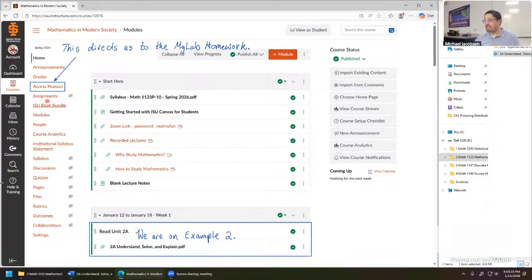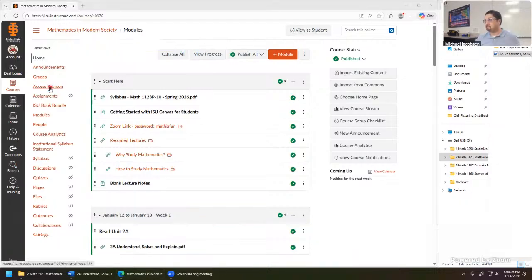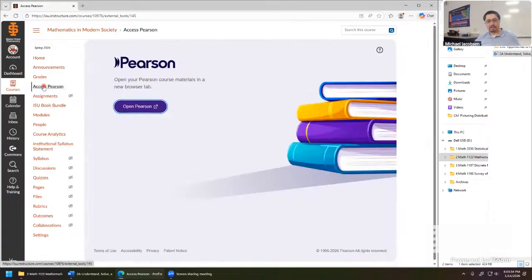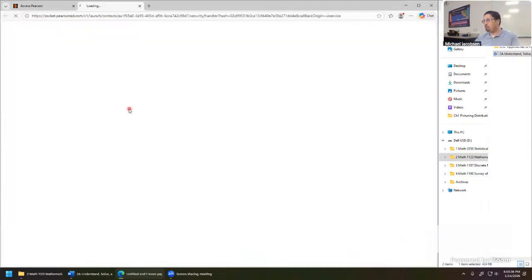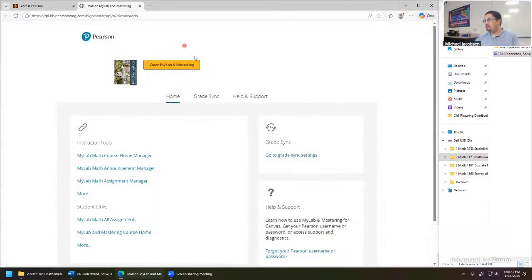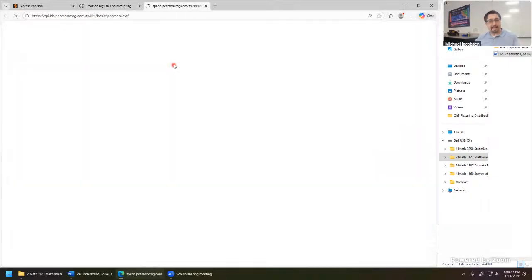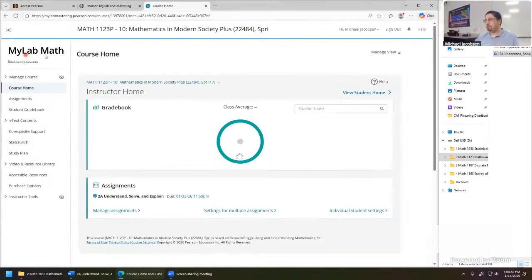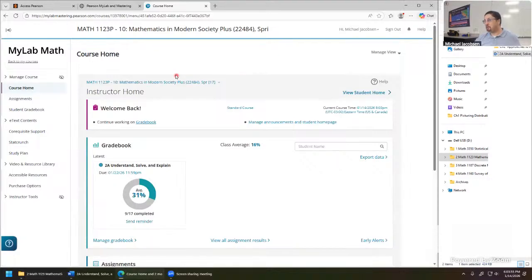Let's go back in there again just to take another look at this system. Access Pearson takes us to both the textbook and the homework problems for the course. It's kind of a chore because you click on this link, then you click on Open Pearson. If you're already registered, then you'll see something that says Open MyLab and Mastering. It's called MyLab and Mastering on that link, and then when you get inside, it's called MyLab and Math. It's like they can't make up their mind on what they want to call this. I'll often just call it MyLab for short.